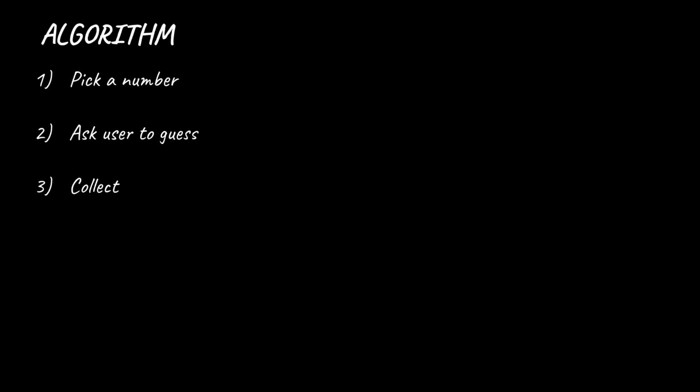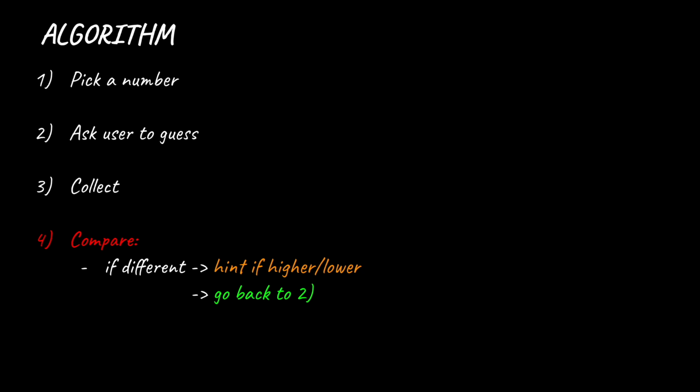And now we get to the main logic of the program. We have to compare the user guess with the actual number. And here there are two possible scenarios. In the first one, the guess is different from the number. Knowing the actual number, we have to hint either to go higher or lower with the new guess, and then go back to step 2 and ask for a new guess. On the other hand, if the guess is right, we should congratulate and stop.